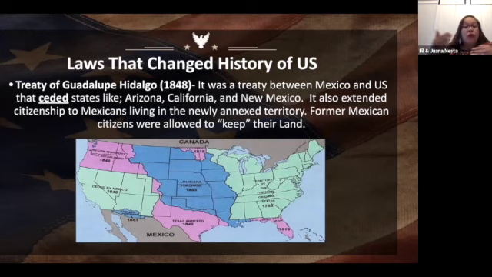So there wasn't a border, so to speak, because there was this treaty that occurred. And as we've seen in history, the US didn't keep their promises with that treaty.